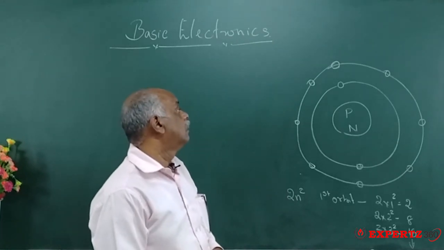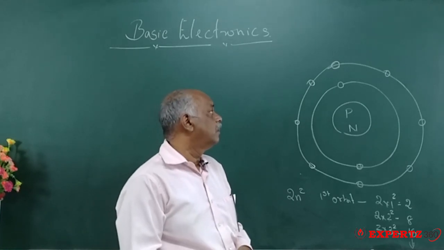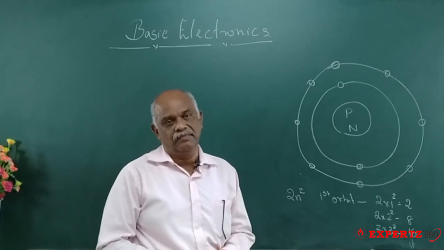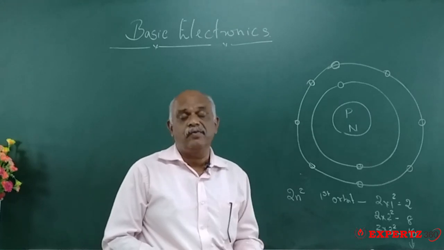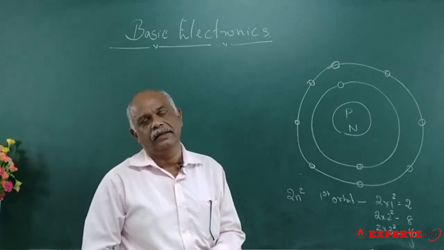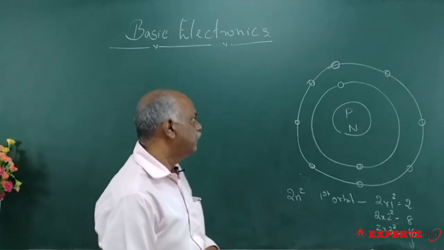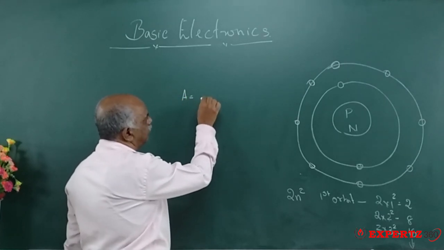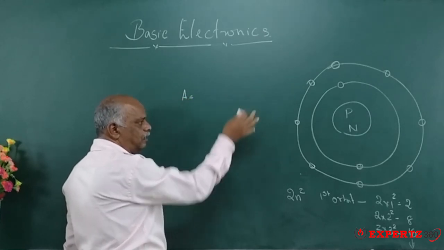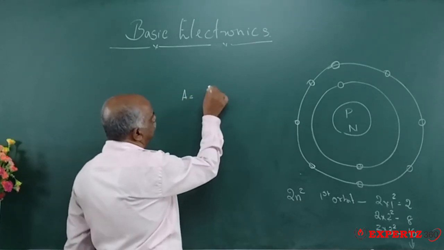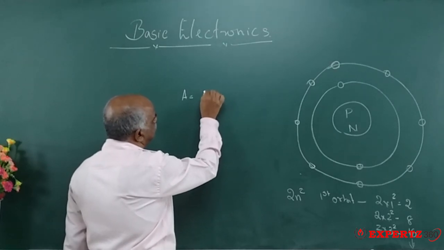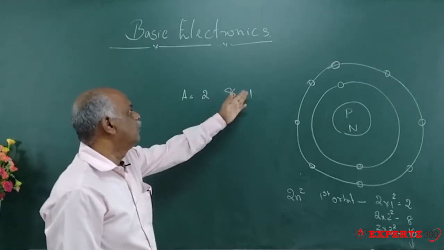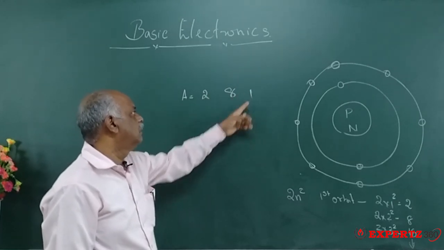Now, I am not going to go deeper into it. If it has not attained a stable state, it will try to become stable by transfer of electrons or by sharing of electrons. That means, suppose there is an element A having atomic number 11, where atomic number is the number of protons. So, the configuration is 2, 8, 1: the first orbit, second orbit, third orbit.